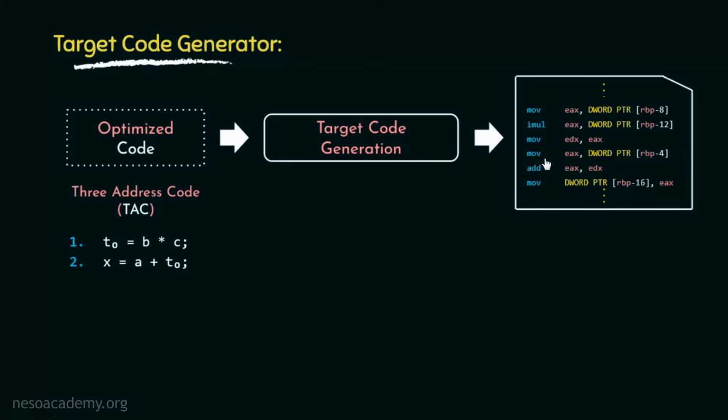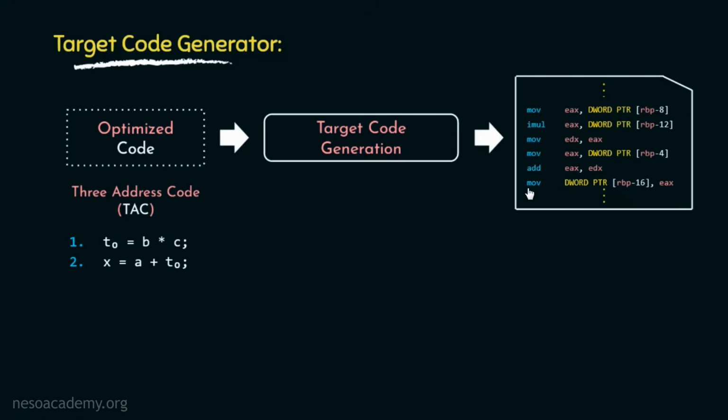Now in the next command, we are moving the data word pointed by register base pointer with the scaling factor -4, that is the content of the variable A, into the accumulator. Thereafter, in this command, we are adding the contents of the register EAX and EDX and also storing the result in the EAX register, that is the accumulator.